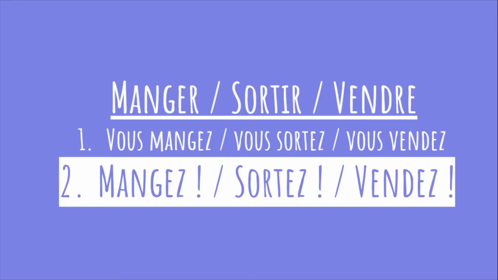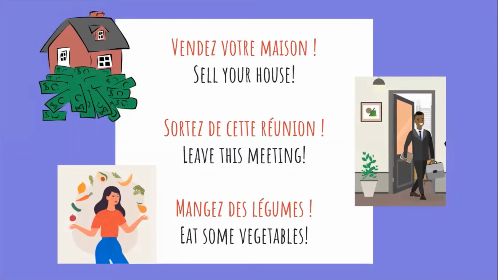Alright, c'est très facile. Regardons des exemples. Let's look at some examples. Vendez votre maison. Sell your house. That could be a recommendation. It could also be an order. It could be a request, right? Remember, those are the functions of l'impératif. Sortez de cette réunion. Leave this meeting. Mangez des légumes. Eat some vegetables, right? Just some examples of l'impératif in French that are quite useful.